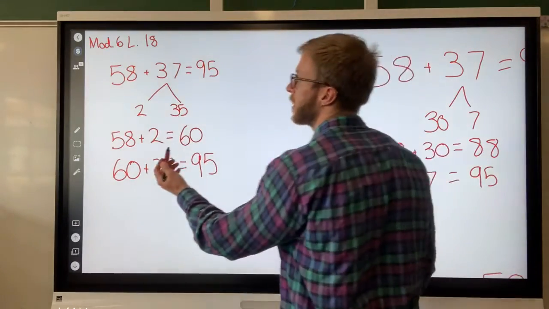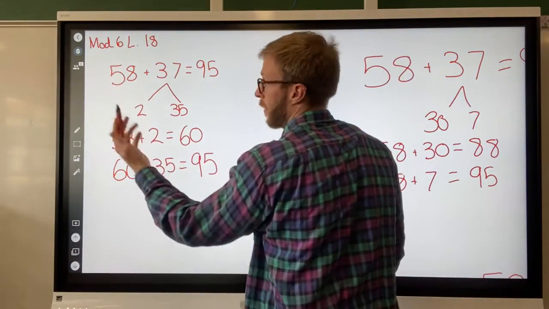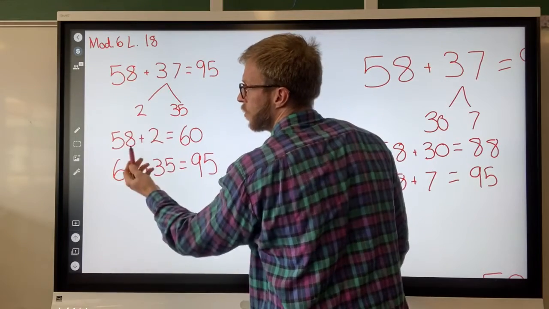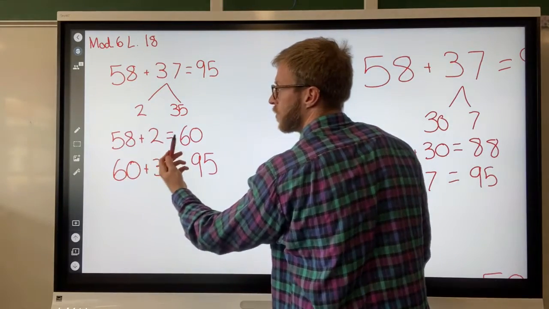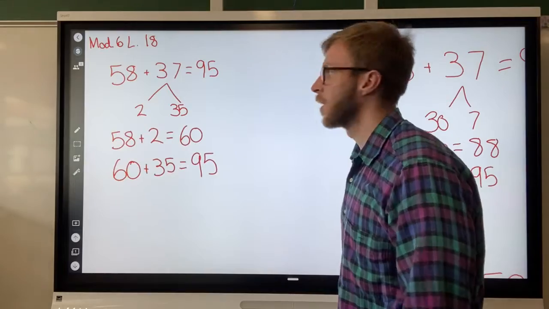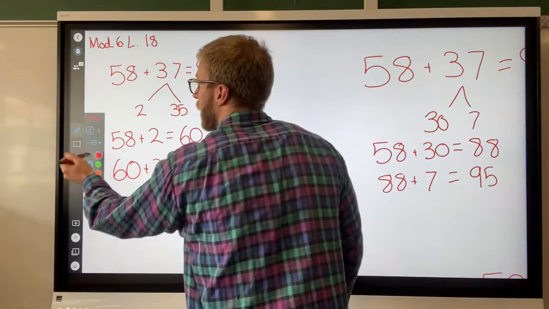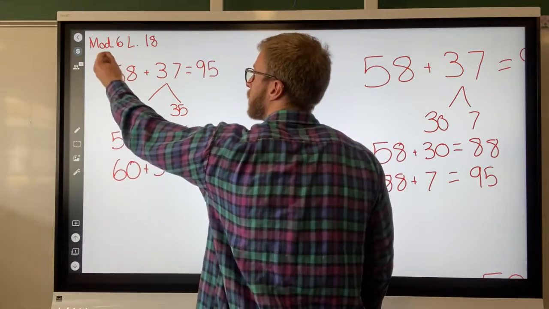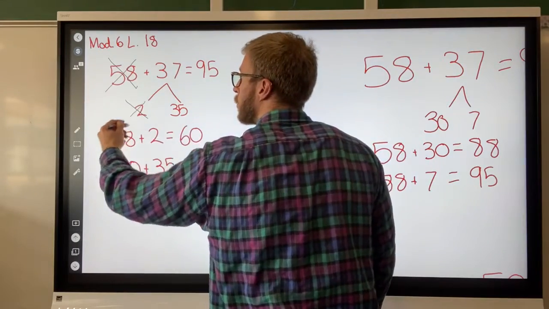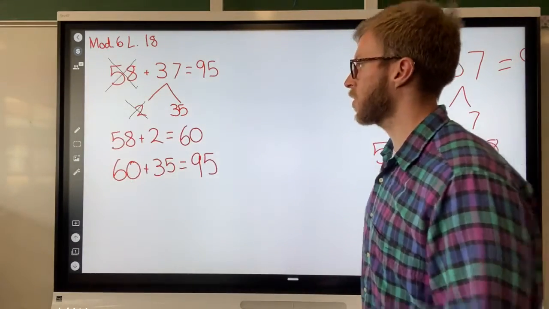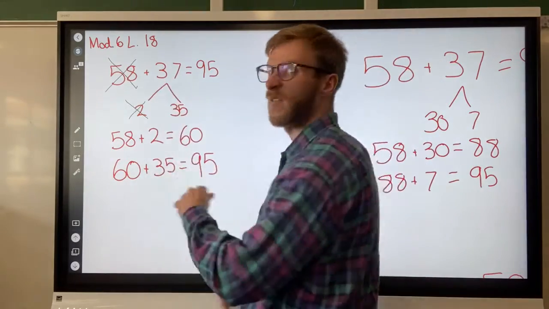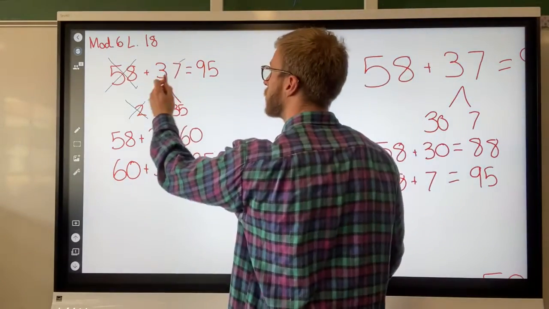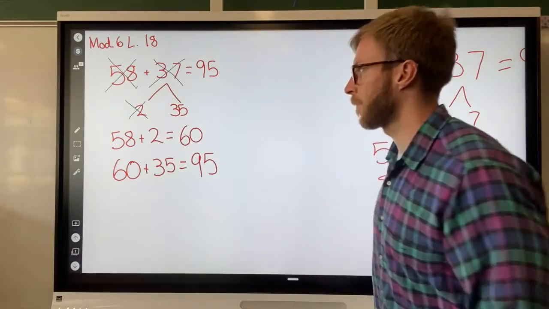So that's where you can see he, or she, I don't know, took the 58 and the 2 and they added it together. 58 plus 2 and they got 60, okay? So once they got 60, that means that they used the 2 and they used the 58. So those can't be used anymore. They also already took the 37 and split it into 2 groups, so we can't use 37 anymore.